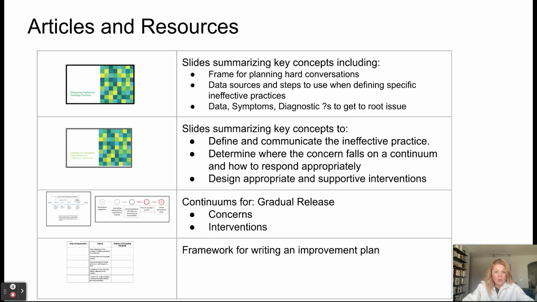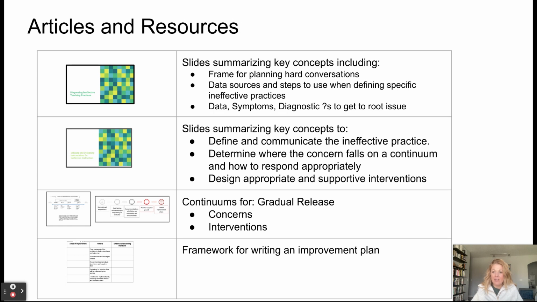I have provided you with two slide decks, and again, they're not narrated, so you will have to take time to read them. As you're going through these slide decks, really think about how this connects to your prior learning in this course. The first slide deck is really about two things: it's about identifying and diagnosing a problem, and it's about having hard conversations. And so it starts off with providing you with a frame for how to plan out hard conversations. And it might seem silly when I work with newer principals.